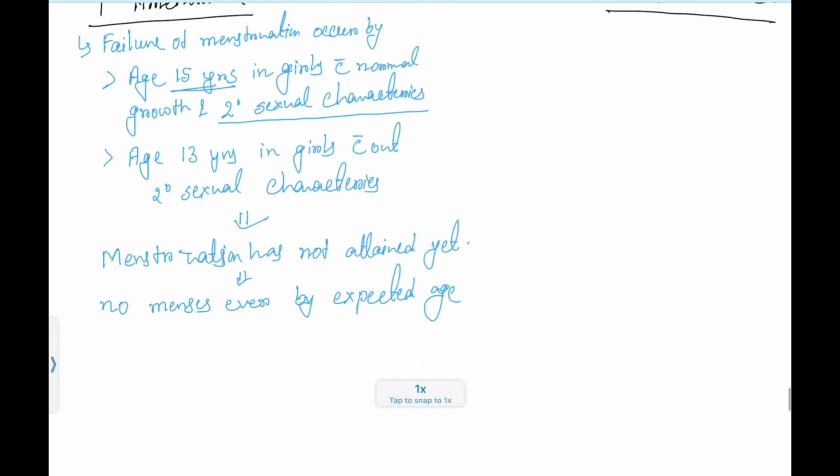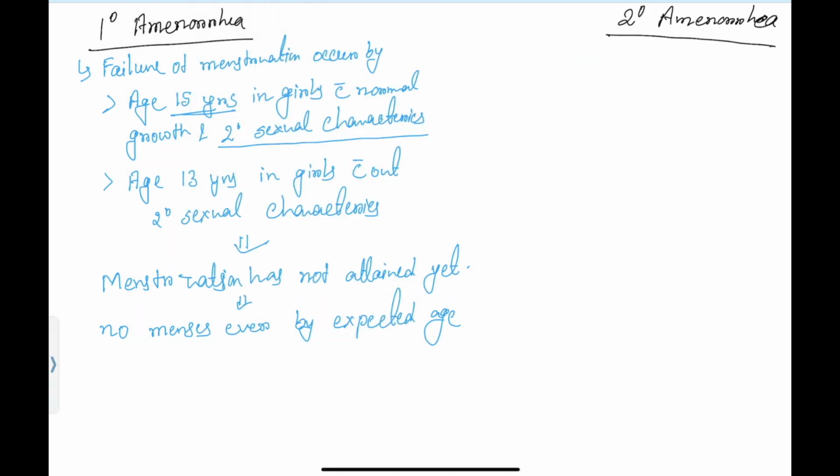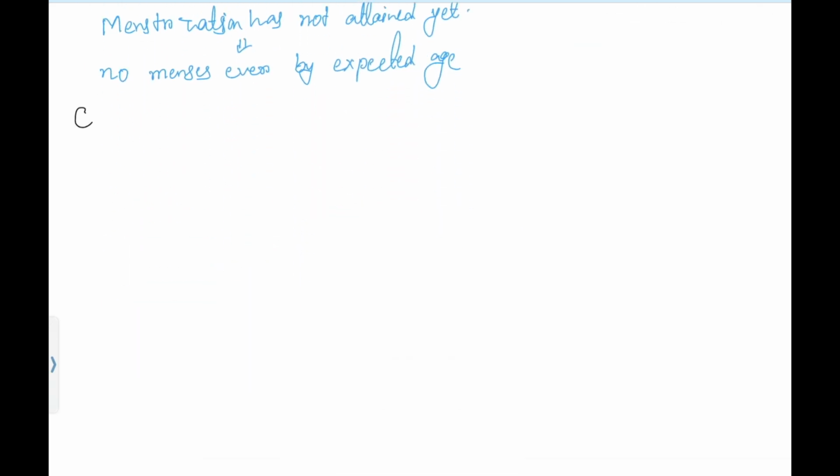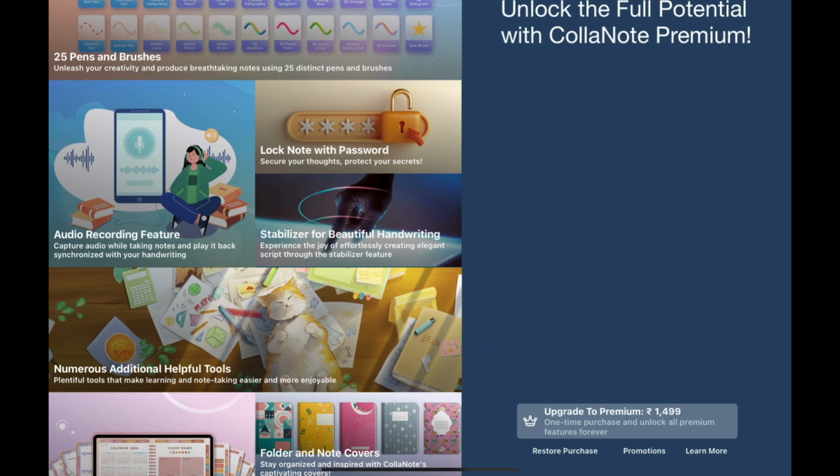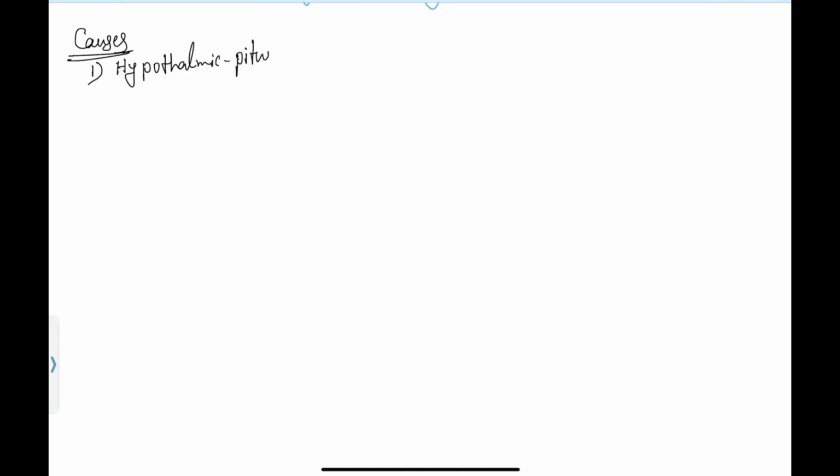Okay, then we will say it as primary amenorrhea. Now, what can be the cause of this primary amenorrhea? Causes. There are various causes due to which the woman is never getting her menstruation. So what are the causes? The causes can be hypothalamic pituitary disorders. This means there will be some problem in the hypothalamus or in the pituitary gland. What can be the problem? The problem can be Kallman syndrome.